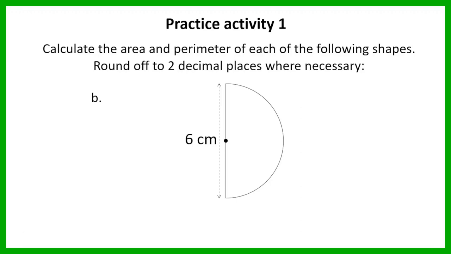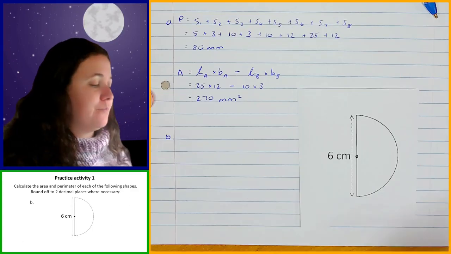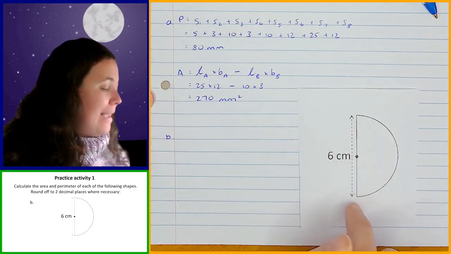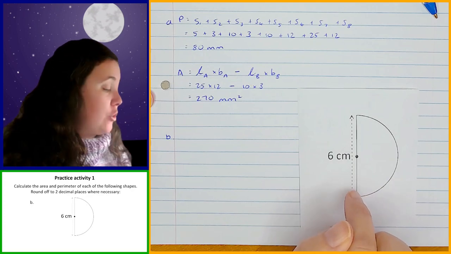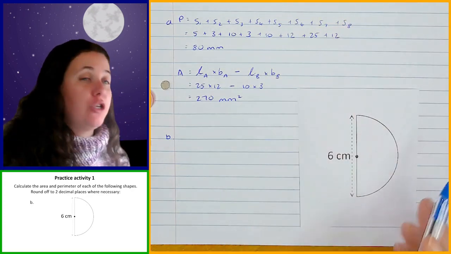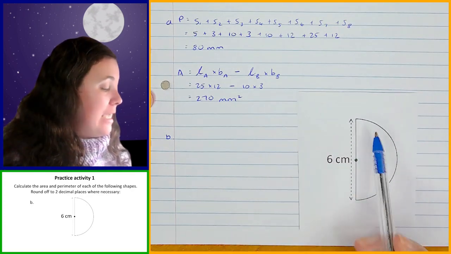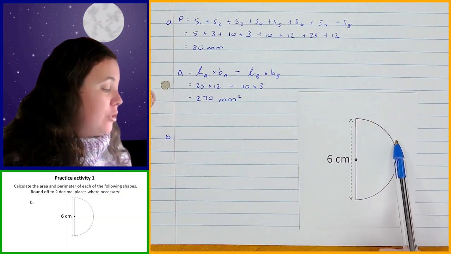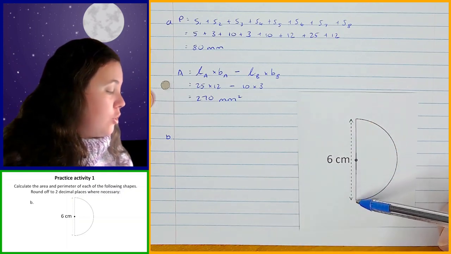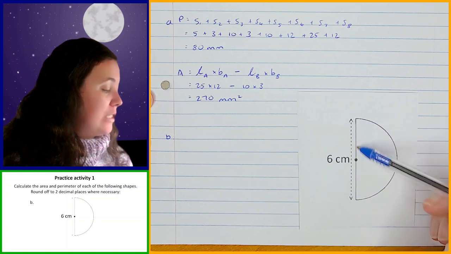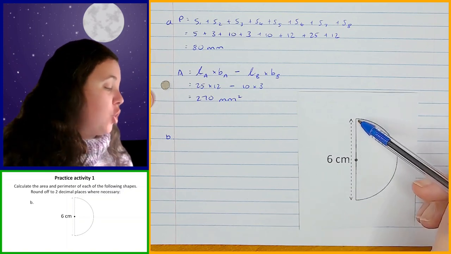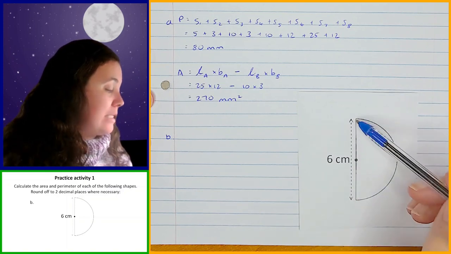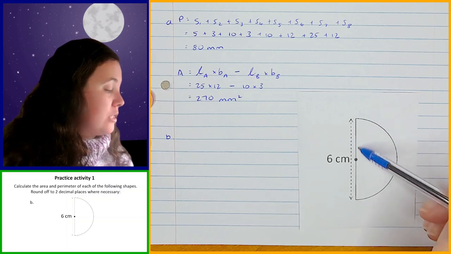Okay, so let's go through that example and see what you need to do. First of all, in this example, I've got a half circle. To work out the perimeter, you need to recognize that you've got the distance around the half circle, and you've also got this length over here that you need to add. So the perimeter, remember, is the total distance around the outside of the shape. So that's the half circle plus the straight line.